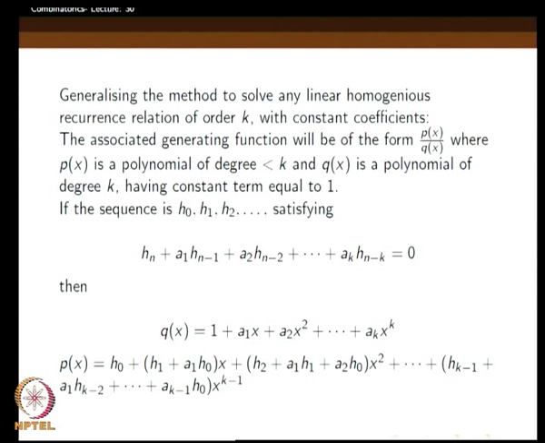And similarly, our p of x will be h0 plus (h1 plus a1 h0) plus (h2 plus a1 h1 plus a2 times h0). And finally, (hk minus 1 plus a1 hk minus 2 plus ... plus ak minus 1 h0) into x raised to k.